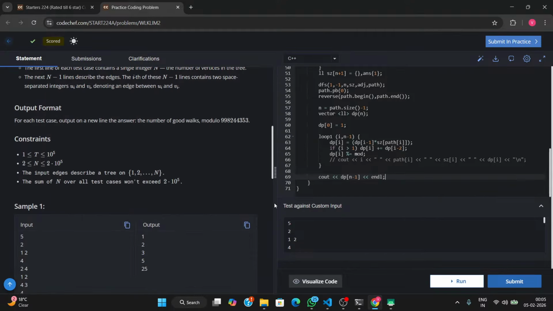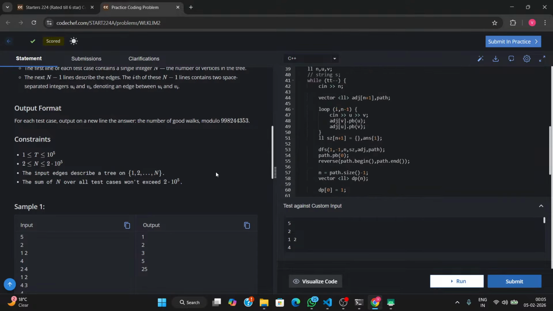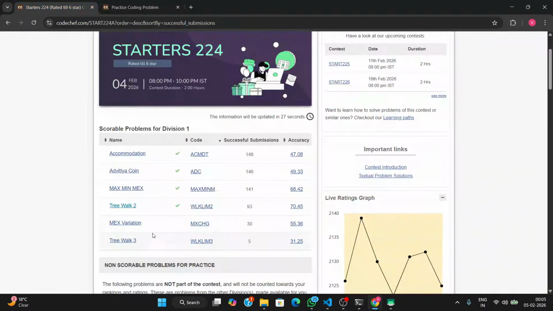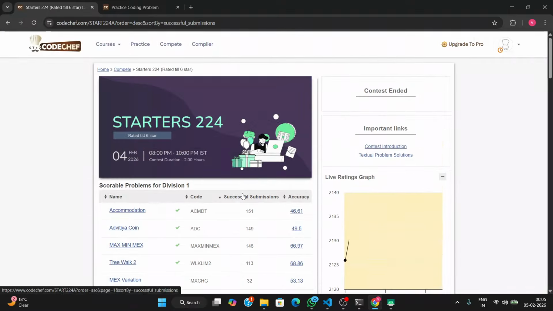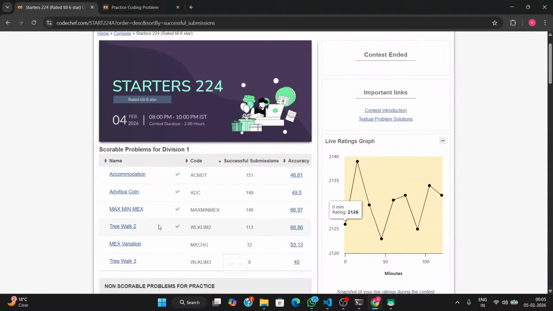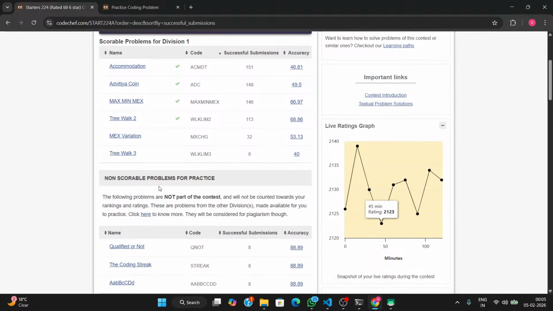That was the code. I hope it is clear to everyone. And yeah, that was our Div 2.